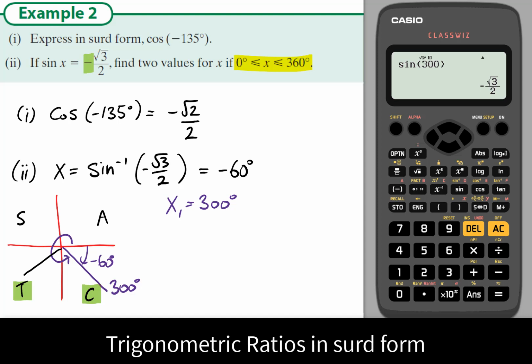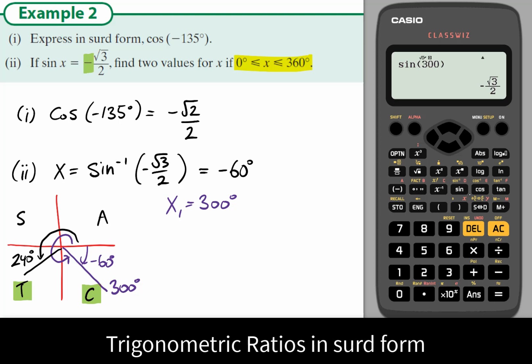So we might guess this angle here, that is 60 degrees down from 180 degrees. So that will be an angle here of 240 degrees. So by symmetry, that seems to be correct.